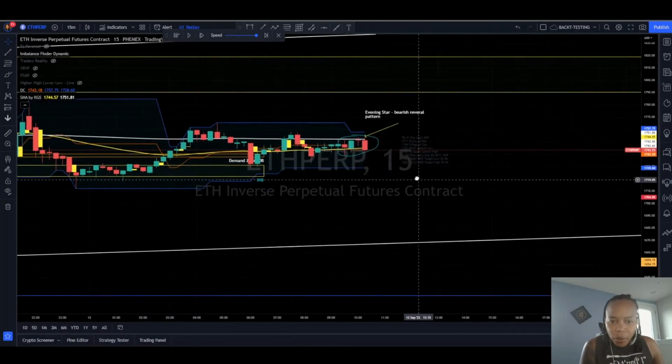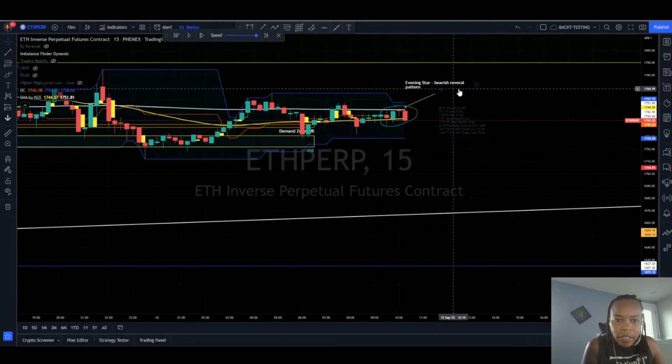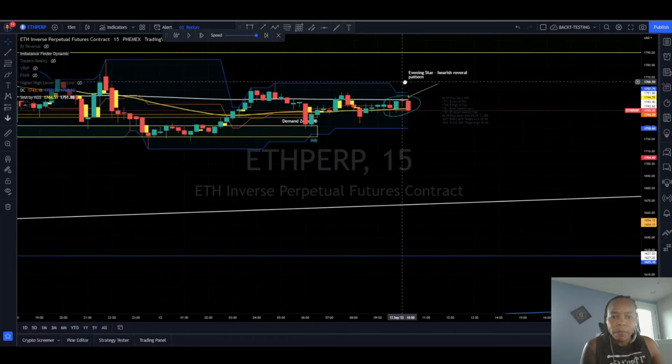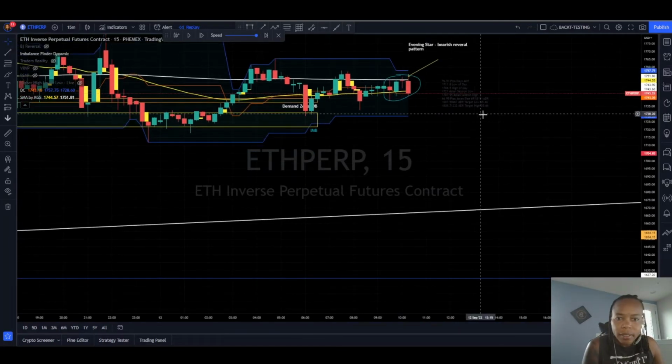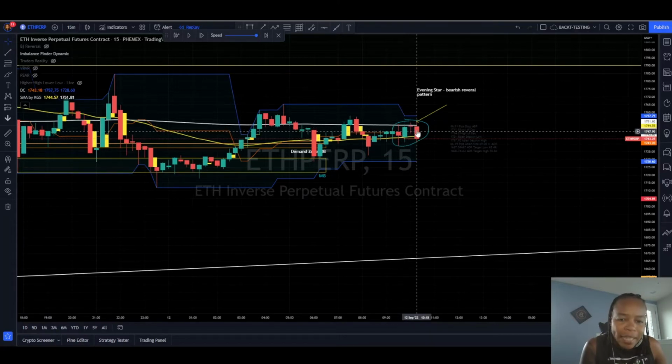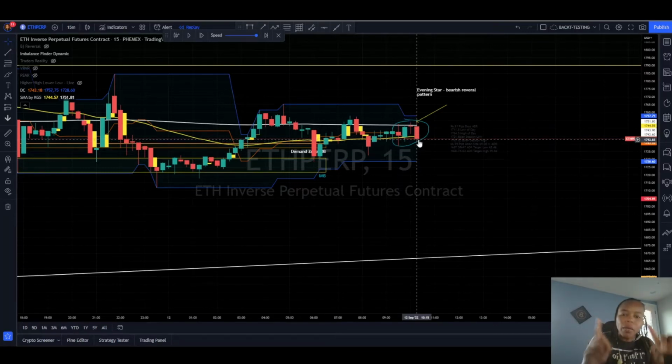But then the other thing I noticed was this evening star, which is a bearish reversal pattern, right? So basically, what we're seeing here is that the bulls came in and they brought price back up to the 200. Then there was some indecision with this doji candle in the center here, and then the bears were like, smacked it right back down. And of course, the bullish version would be the opposite, right?